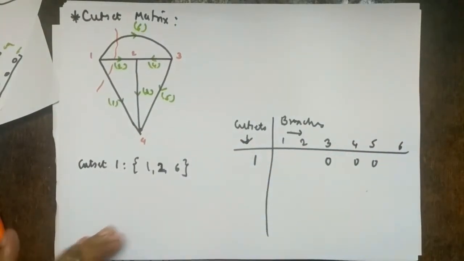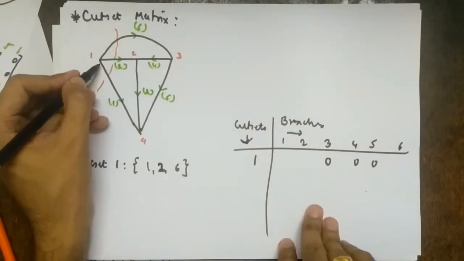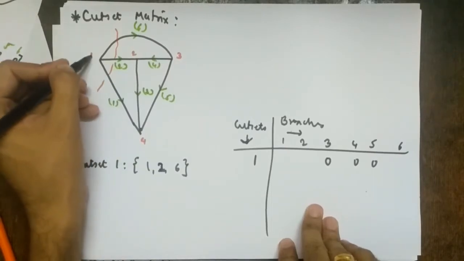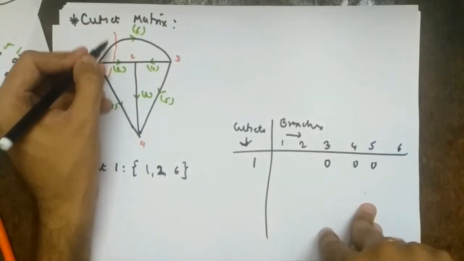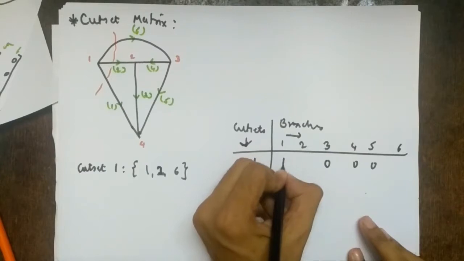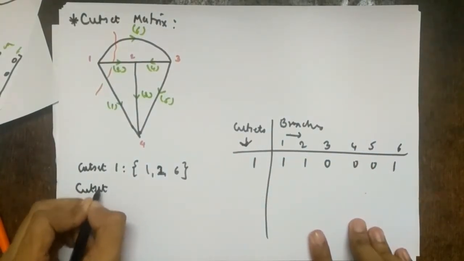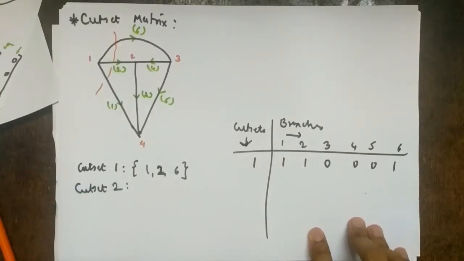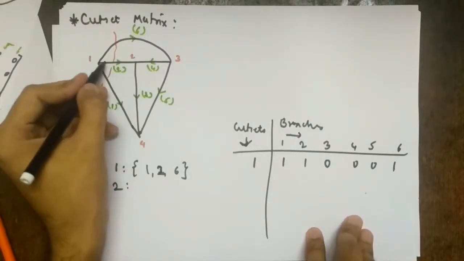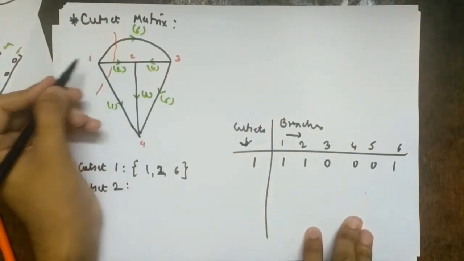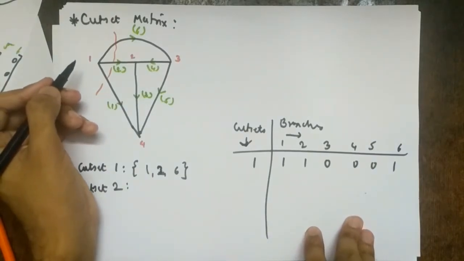Because it is simple. Now if you see, branch 1 is going away from node 1. Similarly, branch 2 and 6 are also going away. So they are in the same direction. So all are 1s. So next go to cut set 2, right? This is my branch 2, right? So how can I cut it, right?